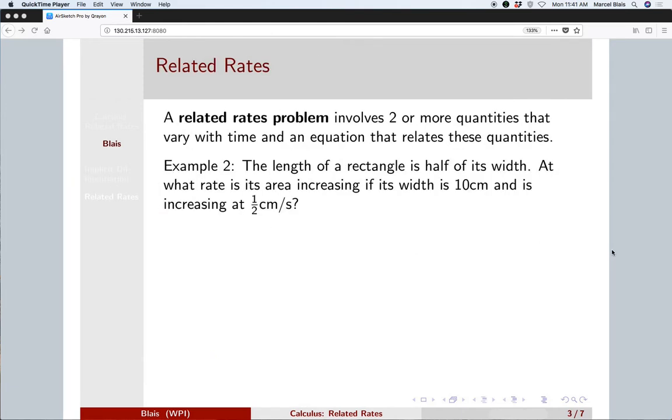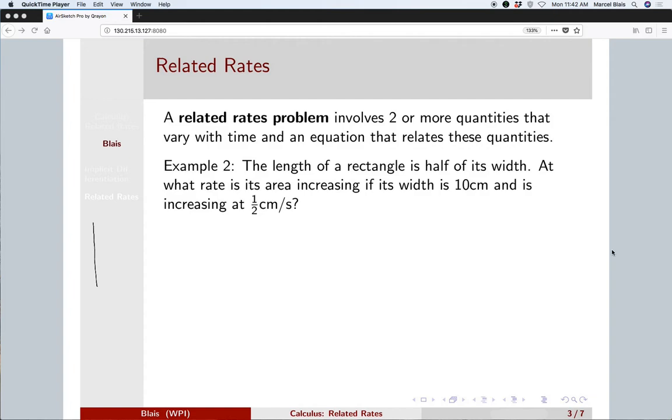So what do we mean when we say related rates? A related rates problem involves two or more quantities that vary with time, and an equation that relates these quantities. So the way to think of this, or we'll talk about it in more generality, but why don't we actually do an example first to see how this works. So the length of a rectangle is half of its width. At what rate is its area increasing if its width is 10 centimeters and is increasing at 1 centimeter per second? So the first thing we want to think of is what are our variables?